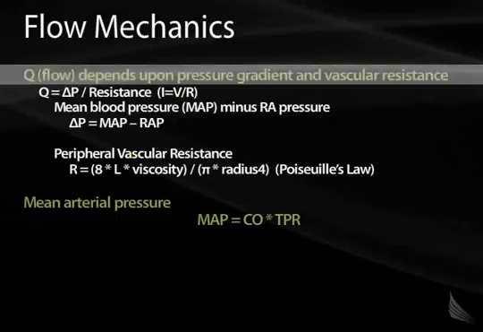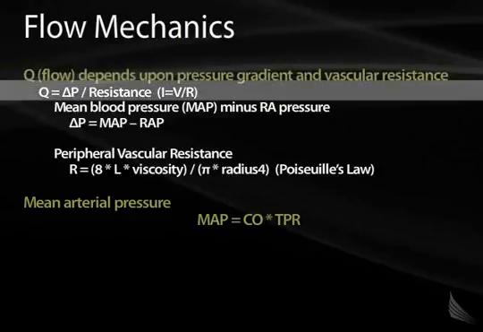Flow depends on the pressure gradient and the vascular resistance. So Q, which equals flow, is equal to the change in pressure divided by the resistance. This is also known as Ohm's law, V equals IR, or I equals V divided by R.